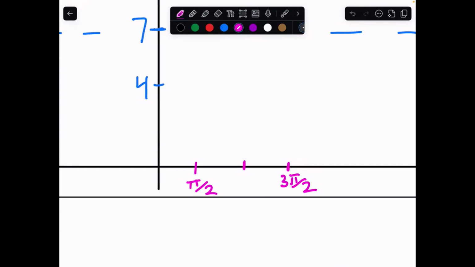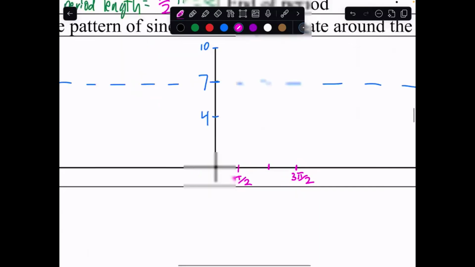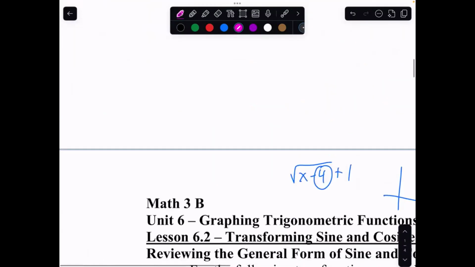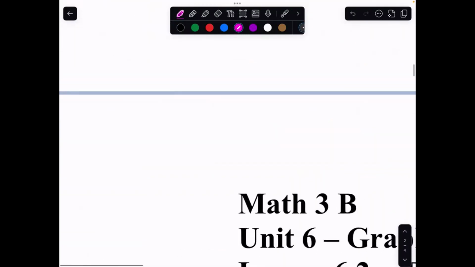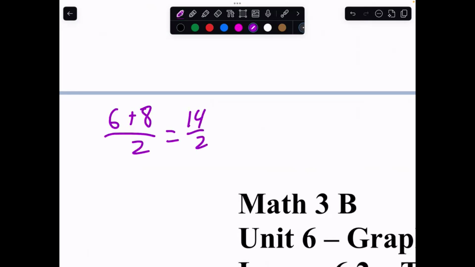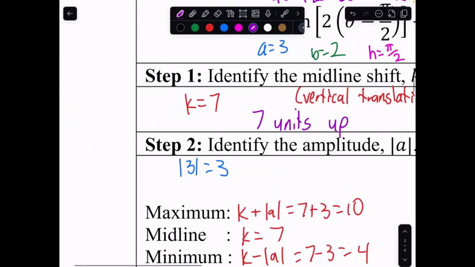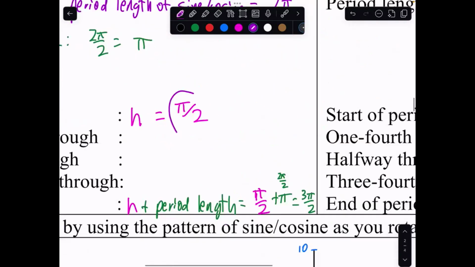Okay, so what is halfway between pi over 2 and 3 pi over 2? To find halfway between two things, you just find their average. Okay, so like if I ask you what's halfway between 6 and 8, of course the answer is 7. But the mathematical calculation is you add the two numbers together and divide by 2. Right, so to find halfway between any two things, you can find their average. Okay, so let's go ahead and find what's halfway between pi over 2 and 3 pi over 2.